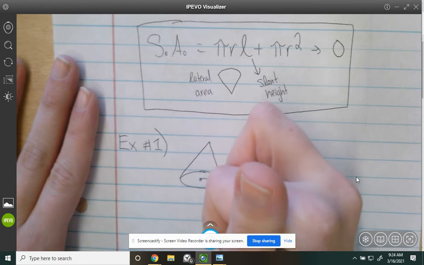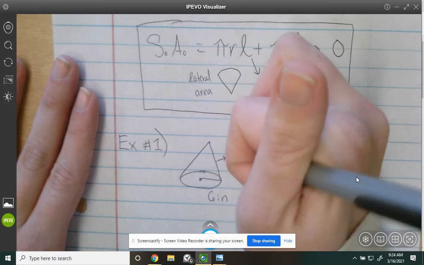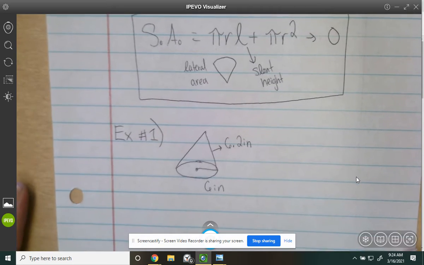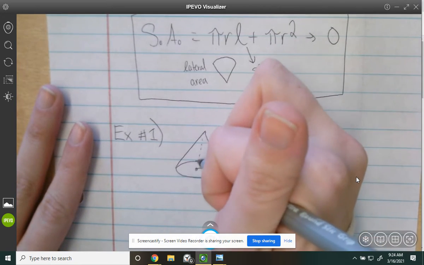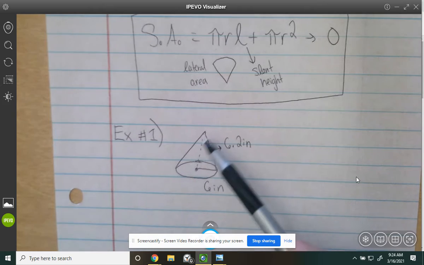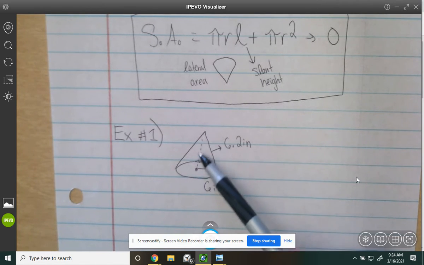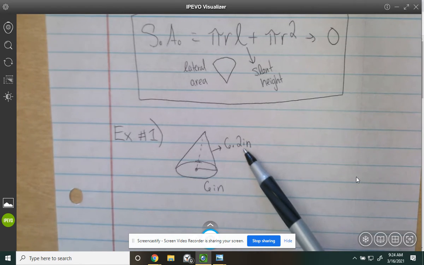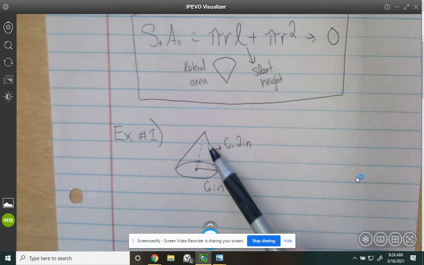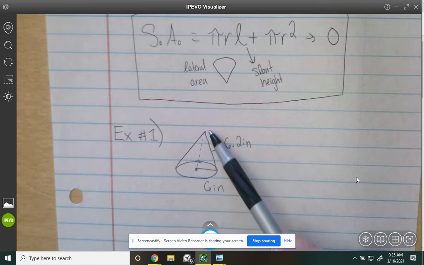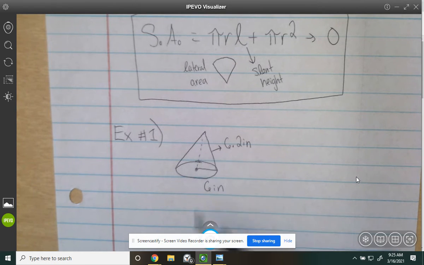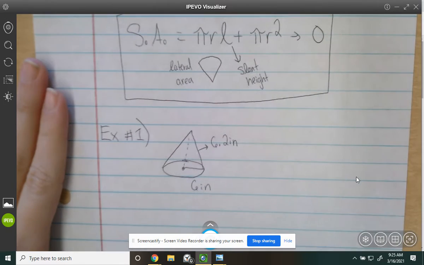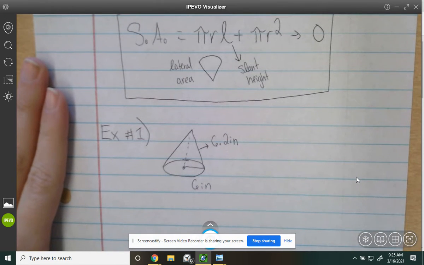So that is 6 inches, and that right there is 6.2 inches. Okay, so this is the height of the cone, this dotted line. This right here, the side of the cone, that's my slant height. So we use the slant height for surface area. We will actually use the height for volume whenever we learn the volume formula. So that's kind of the difference between the two. That's why we have to use a different symbol than just H there.